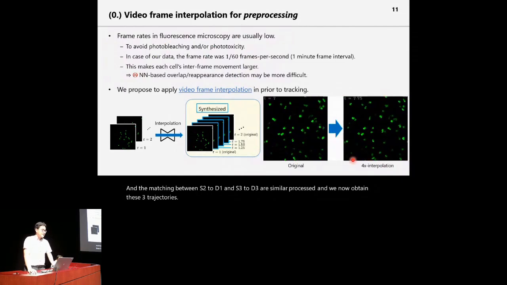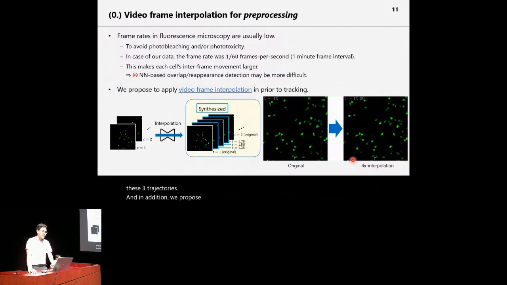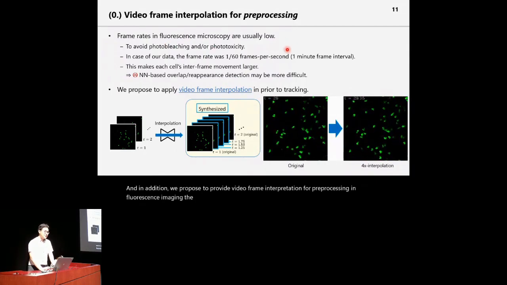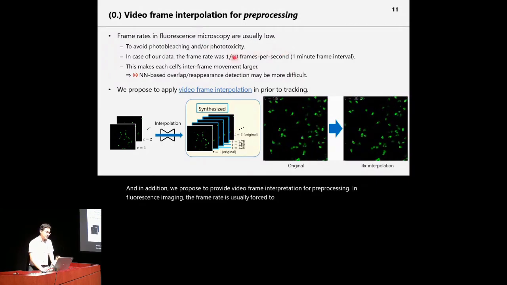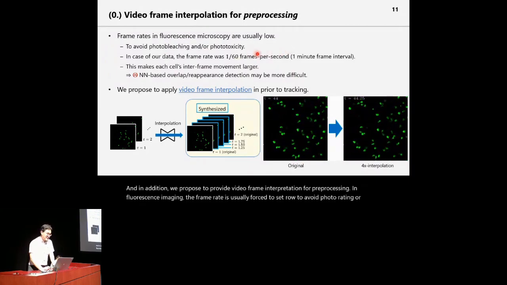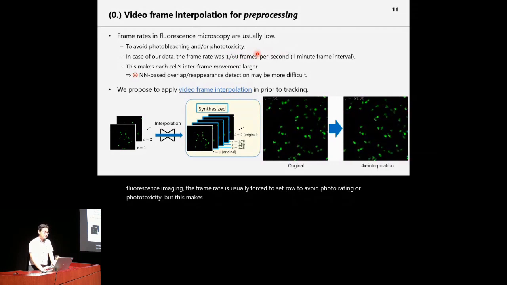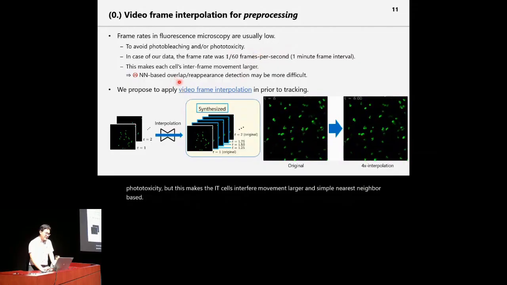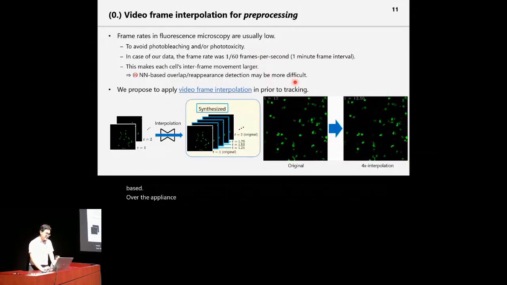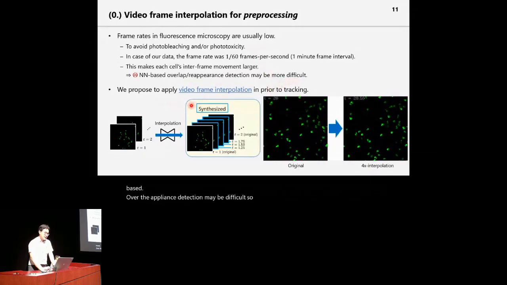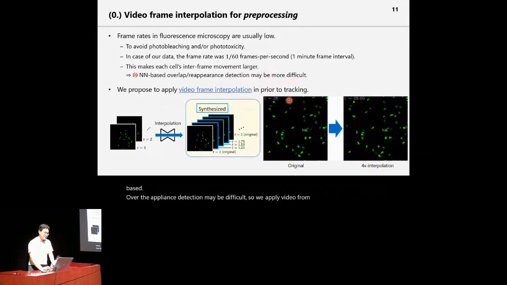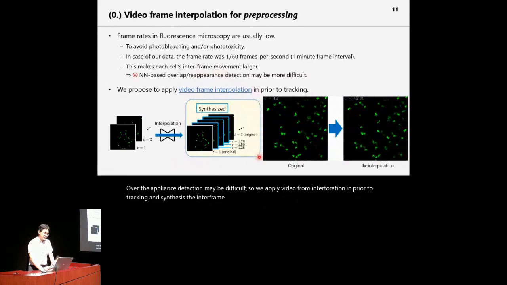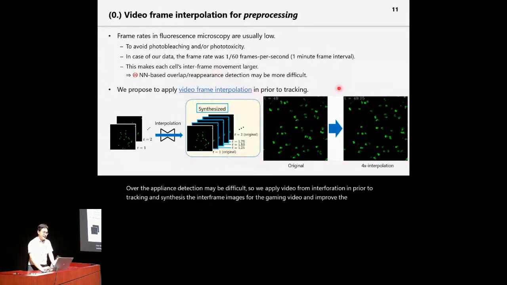In addition, we propose to apply video frame interpolation for pre-processing. In fluorescence imaging, the frame rate is usually forced to be set low to avoid photobleaching or phototoxicity. But this makes each cell's interframe movement larger, and a simple nearest neighbor-based overlap and reappearance detection may be difficult. So we apply video frame interpolation prior to tracking and synthesize the interframe images for the given video and improve the frame rate like shown here.